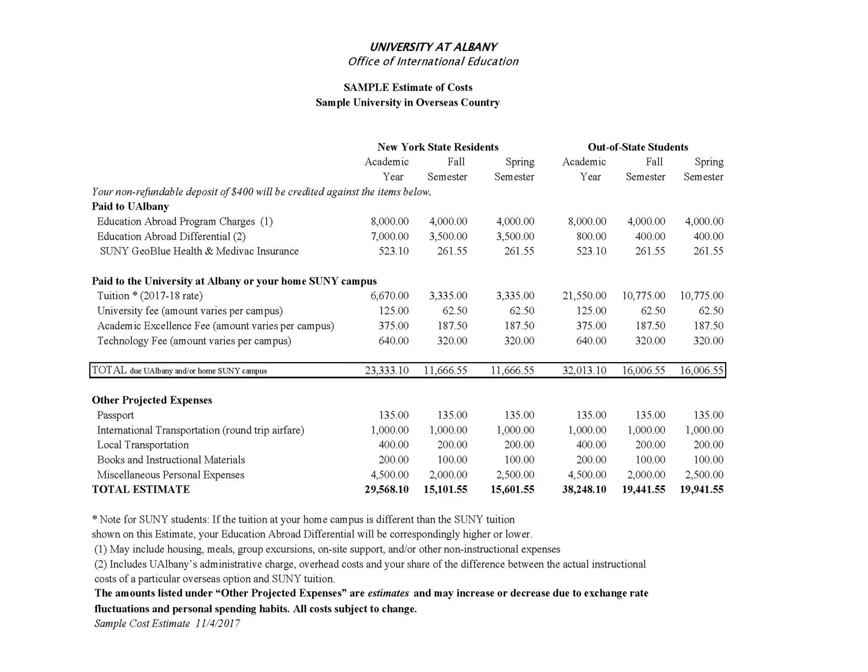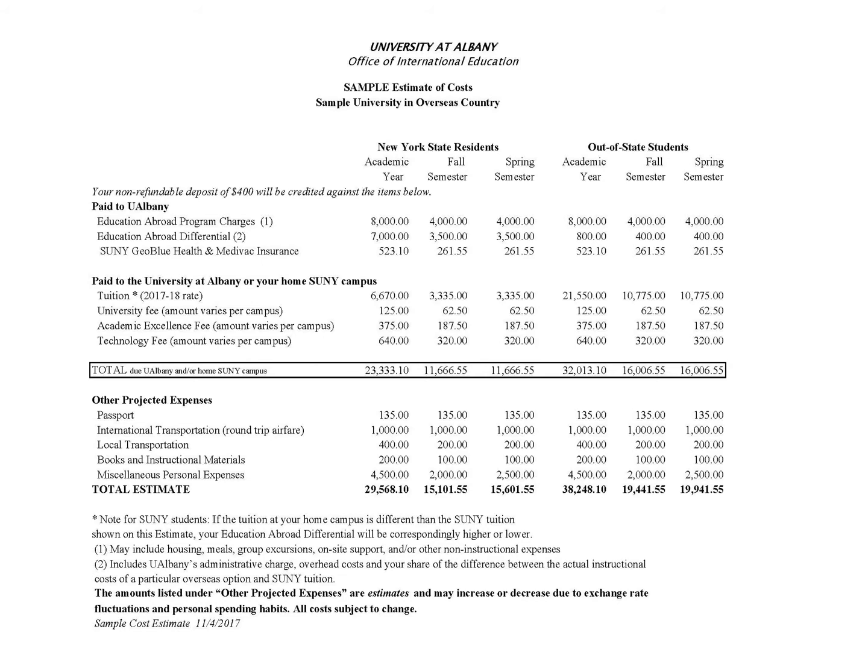This is an example of an estimate of costs, and keep in mind this is a sample university in a sample overseas country, so the numbers are very general, but I used it as an example of the type of charges that you may find on your own estimate of costs. There is one other category of charge in the Paid to UAlbany section that you may see. Instead of an Education Abroad program charge, you may see an Education Abroad exchange charge, but it's basically indicating the same thing.